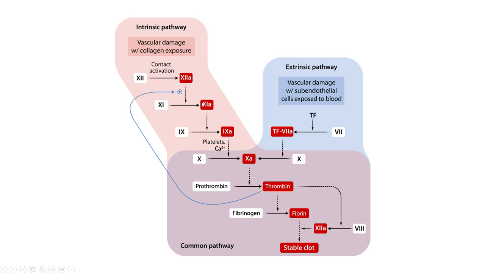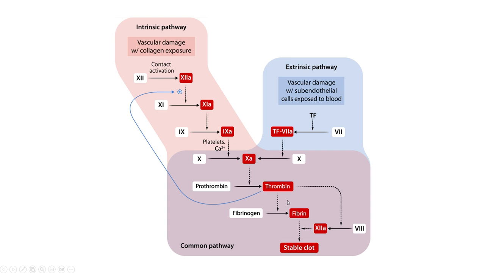So 12A, 11A. Skip 10, you have 9, right? There's also factor 8 in here, and then from factor 8, you get factor 10, right? So again, you're getting to 10A, activated factor 10. Here you see the extrinsic, again, external damage to a blood vessel. Here you have factor 7, and then you have tissue factor, that's factor 3, right? So tissue factor 3, factor 7, again, along with calcium, forms this complex, and this complex converts inactive 10 to activated factor 10, right?